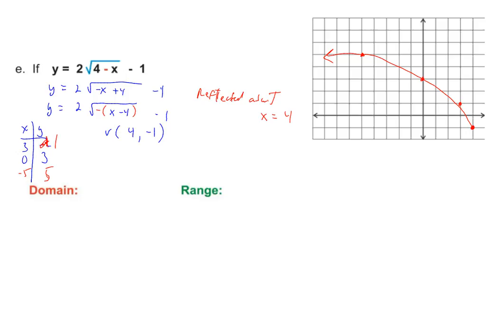I'm just going to do the domain and range in intervals. Parentheses, negative infinity, comma, 4 bracket, right? Possible x values. Possible y values: bracket, negative 1, because it's going from negative 1 up, comma, infinity, parentheses, right? The left one is x less than or equal to 4. The right one is y greater than or equal to negative 1.